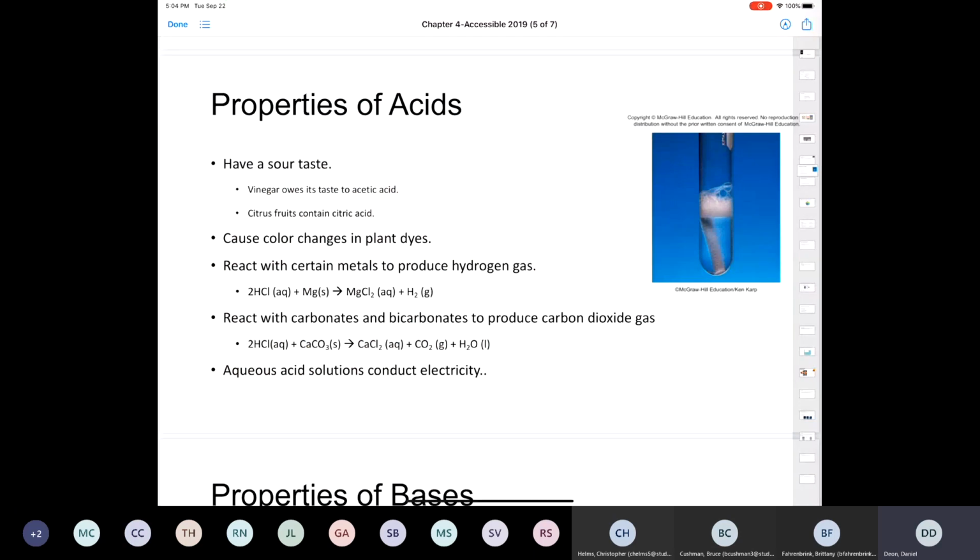Okay, here we are. So let's start by talking about acids. We're going to start with some properties of acids, and then we'll look at some properties of bases before we get into just some hardcore reactions of acids and bases. And it says here that acids have a sour taste.